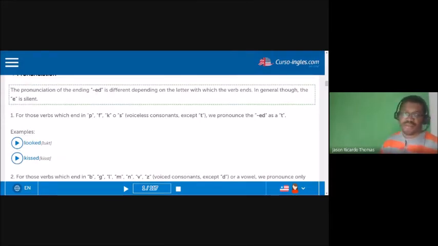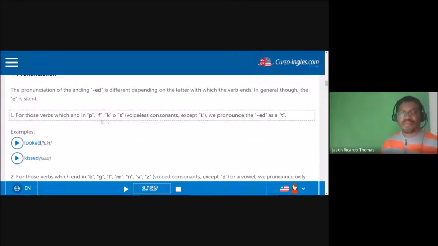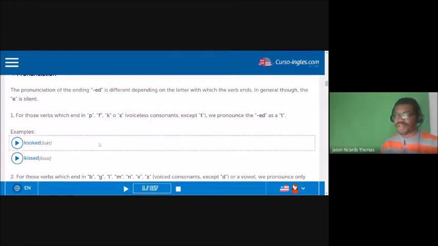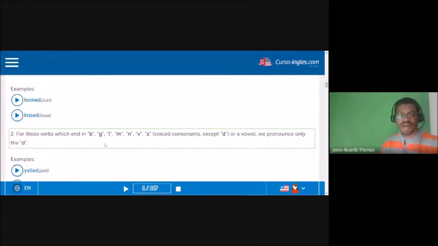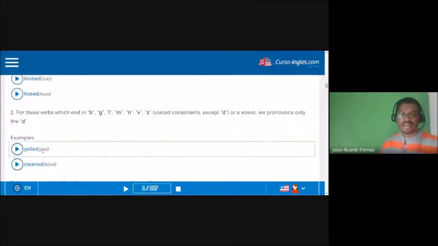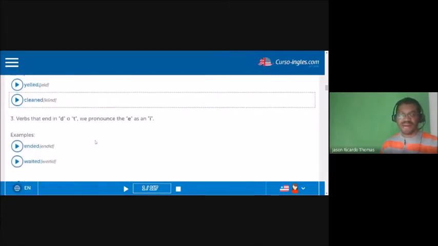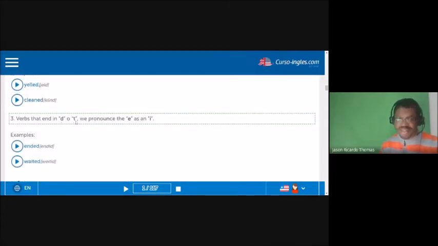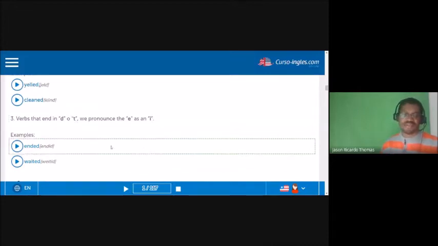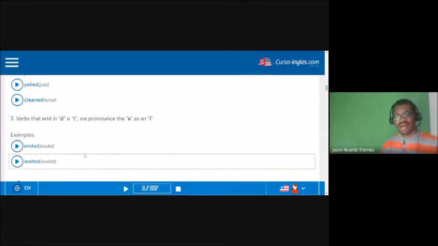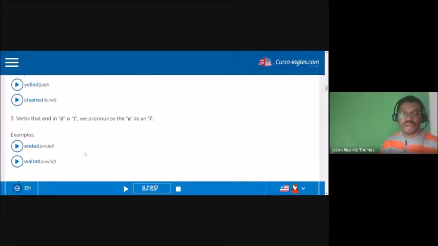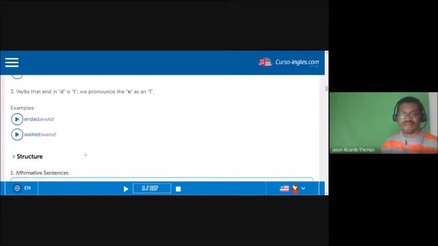Now, in general, as I mentioned, most verbs in the past end with ed. But how do they sound? The pronunciation is different. If it's p, f, k, or s, it's a t sound. So it's look or kiss. But if it's a voiced consonant, then we have d, like yelled, cleaned, right? So we have that d sound. But if it's already a d at the end or a t at the end, then we have id, all right? Ended, waited, right? All of these are different ways we can pronounce the ed endings.